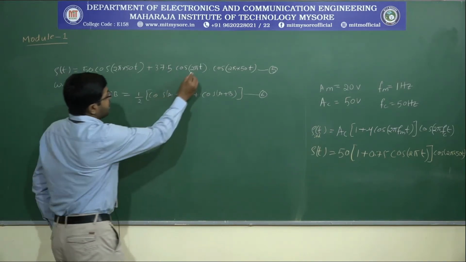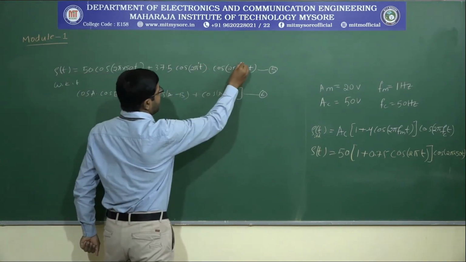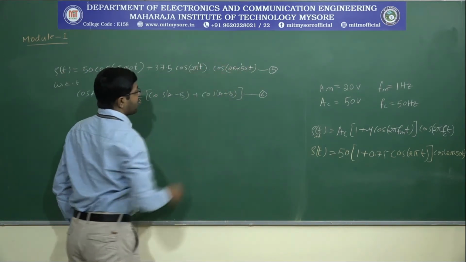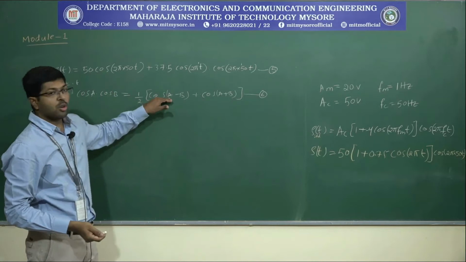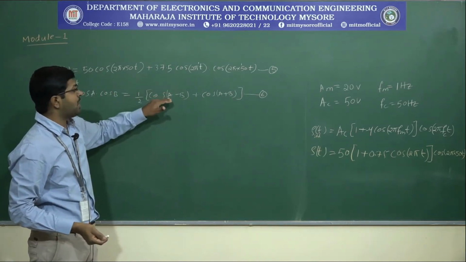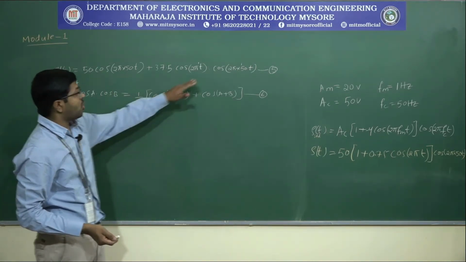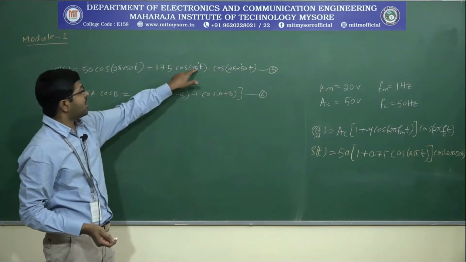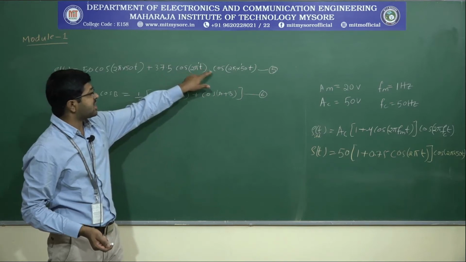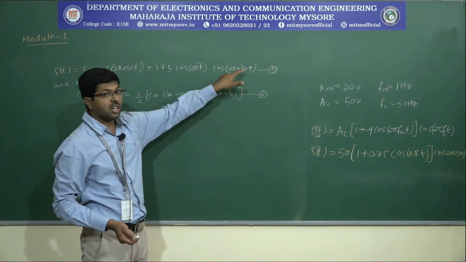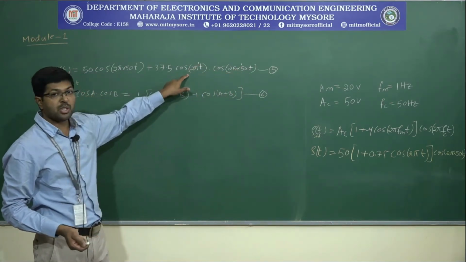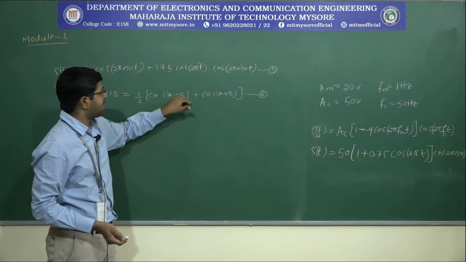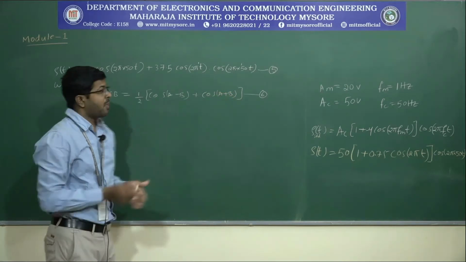There, this is A and this is our B. So A plus B, A minus B. Usually the one which has the higher value will be our A. So 50 plus 1, 50 minus 1, because here it is 2 pi into 1 t, and here it is 2 pi into 50 t. So Fc is 50, Fm is 1. So Fc minus Fm, Fc plus Fm.